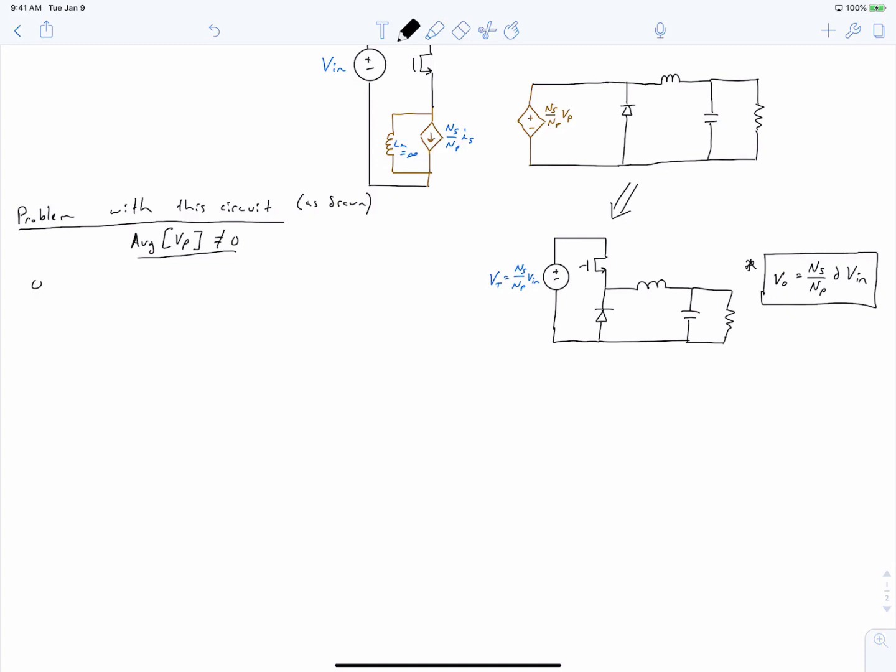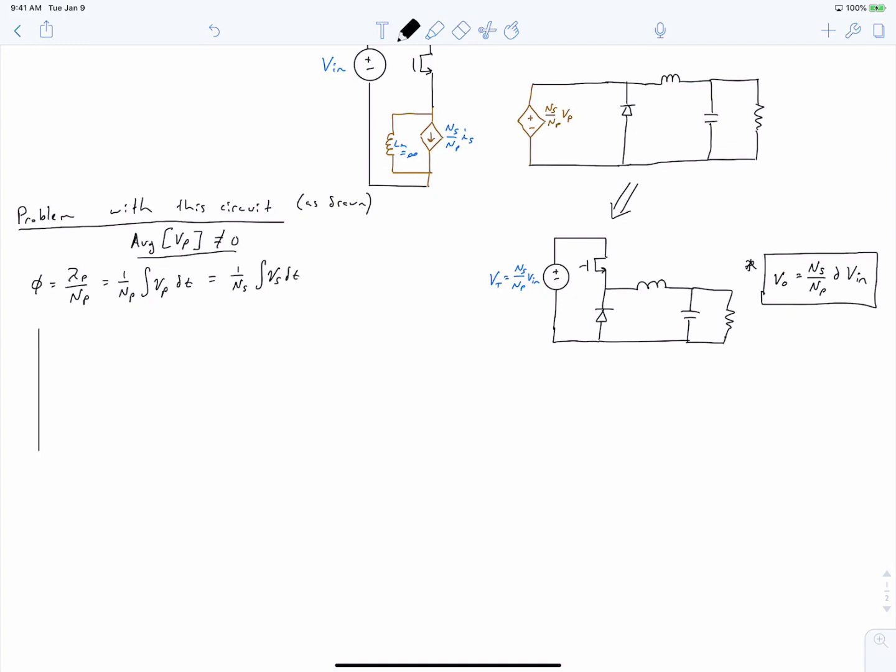Recall that our core flux is related to our primary side flux linkage divided by the number of turns of the primary. And using Faraday's law, we can obtain this value by integrating the voltage that we apply. And for completeness, let's also show how this is related to the secondary voltage, which is going to be 1 over Ns times the integral of the secondary voltage over time.